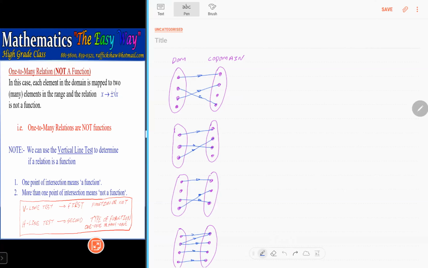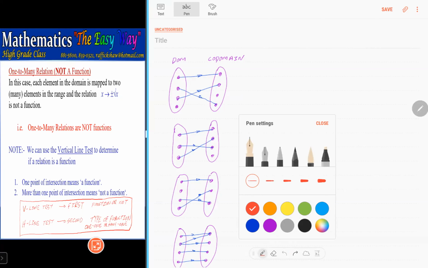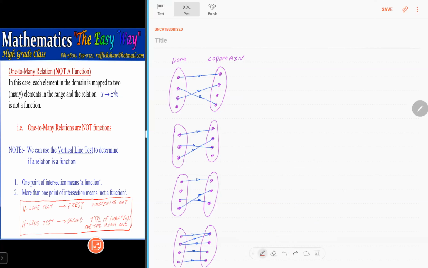So what I want you to help me with now, and I want to unmute your mic, is tell me which of these are functions and which are not. We're going to do one at a time. And if it is not a function, you're going to tell me why. If it is a function, you're going to tell me why. So talk to me now, somebody. The first one, looking at this one. Is that a function or not a function? Is that a mapping diagram? It's a function. You're saying yes.